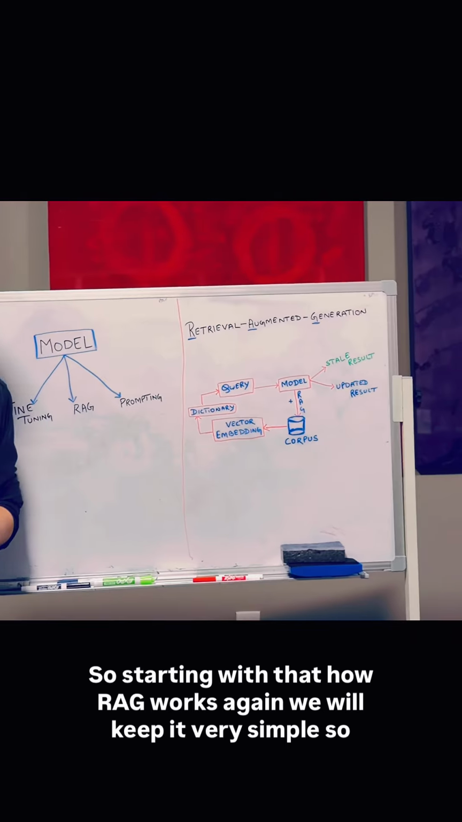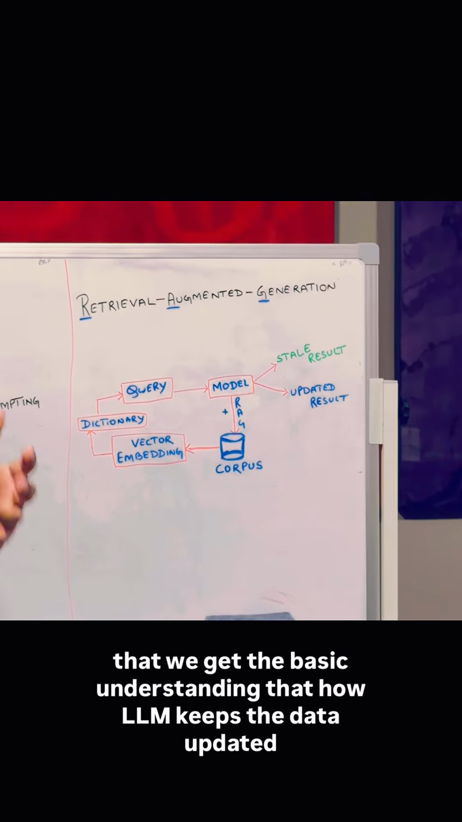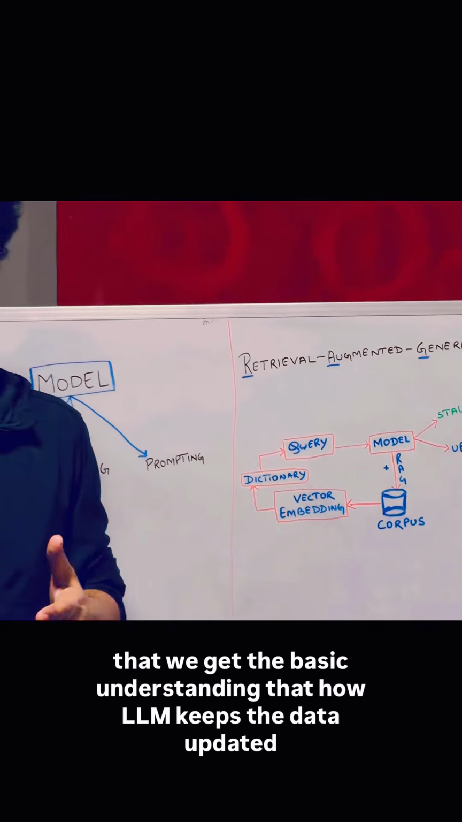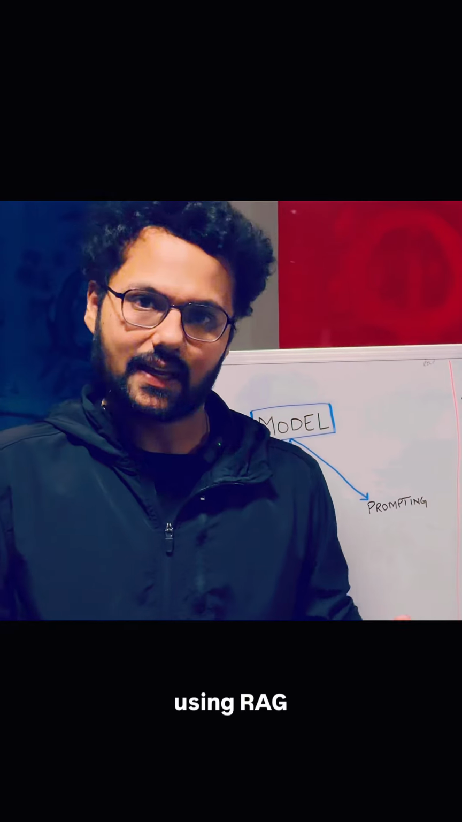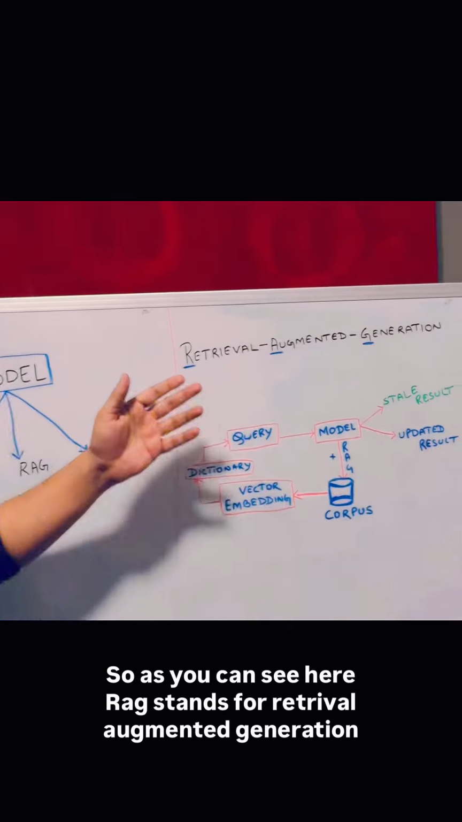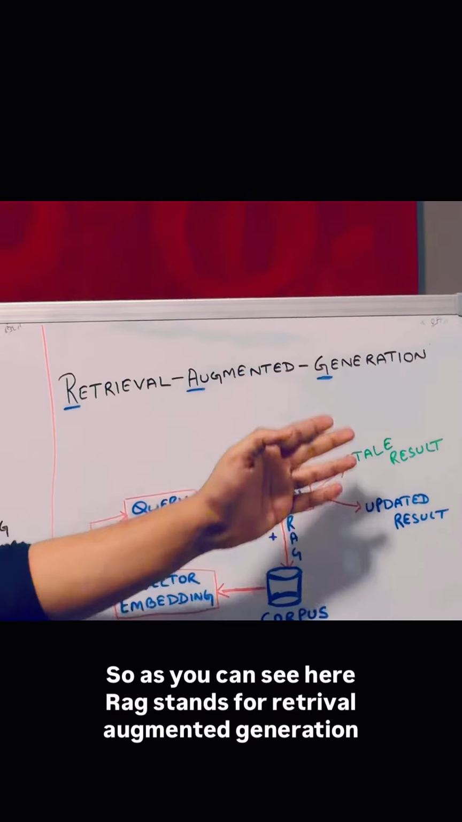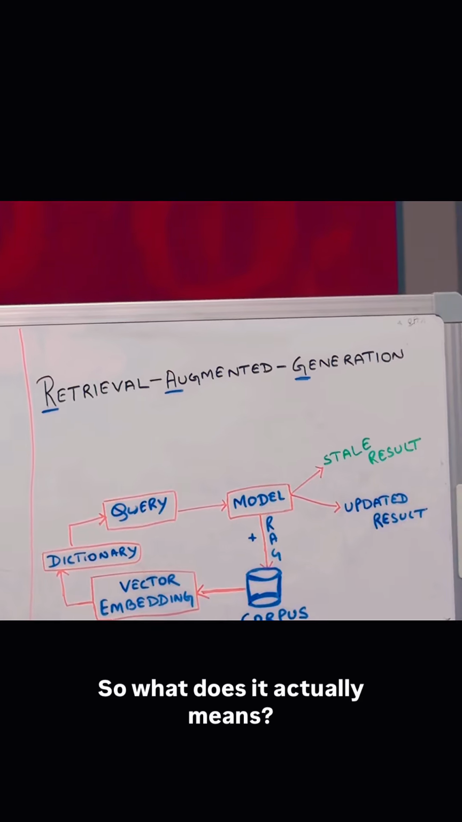So starting with how RAG works. Again, we will keep it very simple so that we get a basic understanding of how an LLM keeps the data updated using RAG, right? So starting off, what does RAG stand for? As you can see here, RAG stands for retrieval augmented generation, right? So what does it actually mean?